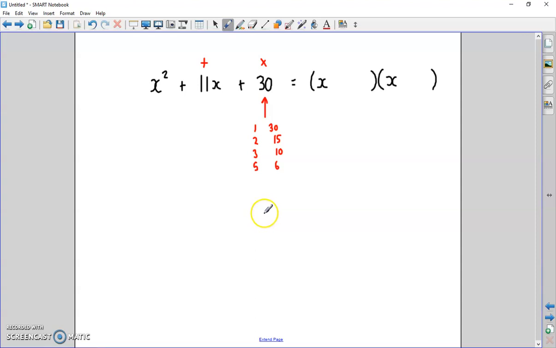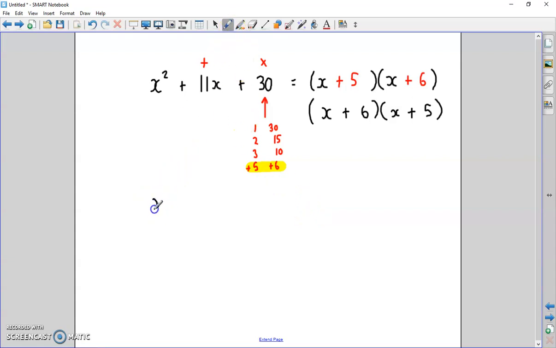Out of those pairs, which pair adds up to make 11? It would have to be 5 and 6. Now, really, it's plus 5 and plus 6. Okay, 5 times 6 is 30 and 5 add 6 is 11. So in the brackets, one of them is a 5 and one of them has a 6. It would be okay if you swap them around. So you could put plus 6 first and plus 5 second. That would be fine, not a problem. Okay, you'd be a little bit more careful when we have minuses later on, but you can swap the brackets and have them the other way round as long as the signs are the same.